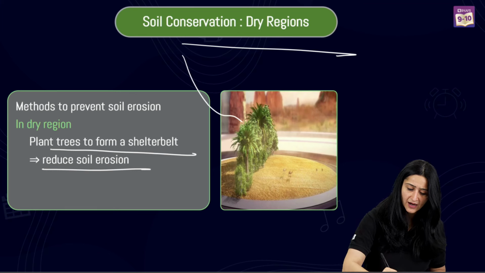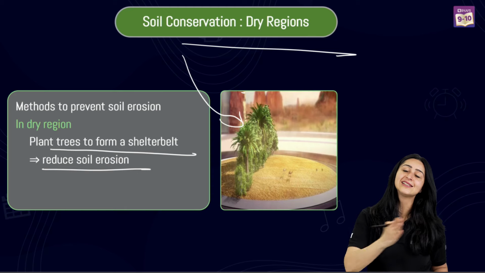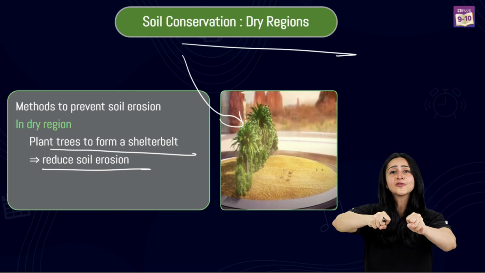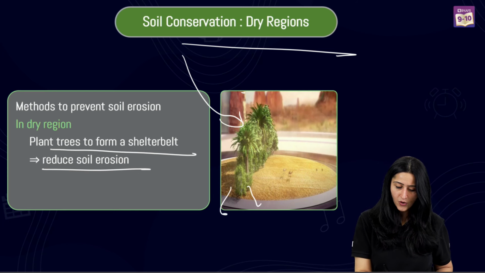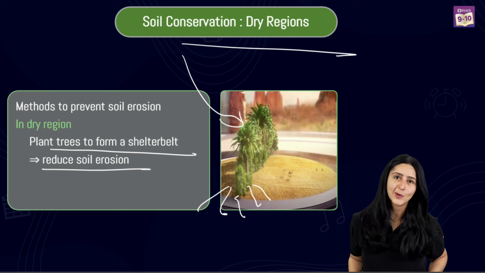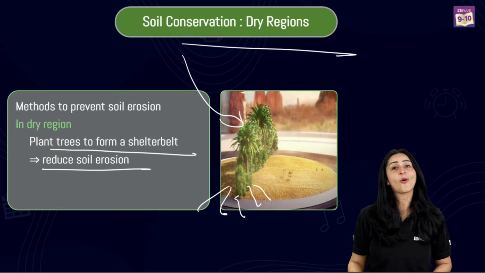Again, as you see over here, it is blocking the flow of the wind, and as a result taking away less soil. And again, when you have trees, the roots are holding on to that soil, so it's not really getting blown away. Right? And these were the methods of soil conservation.